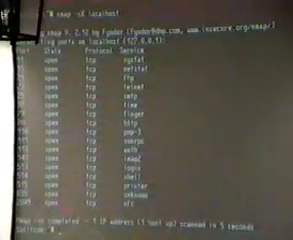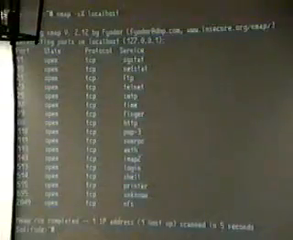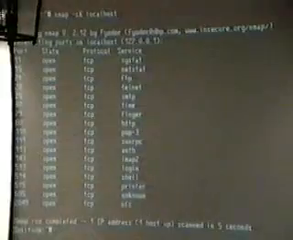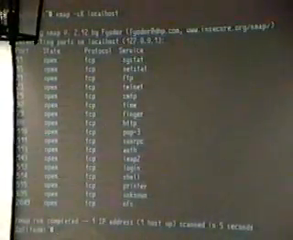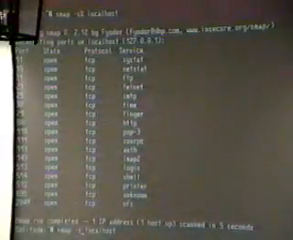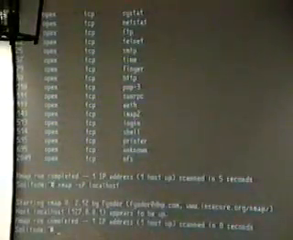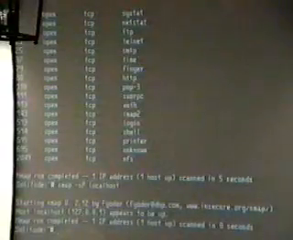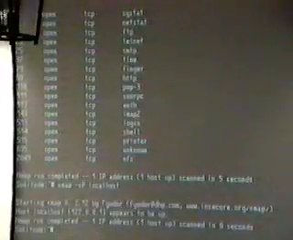Okay, the next one I'm going to show is the ping scanning. Ping scanning is used to determine what hosts on the network are up. Sends an ICMP echo request to every machine on the network. Hosts that respond are up. I don't have a network up here, so it's only seeing my local computer. It sees my one IP address, one host up, scanned in 0 seconds.